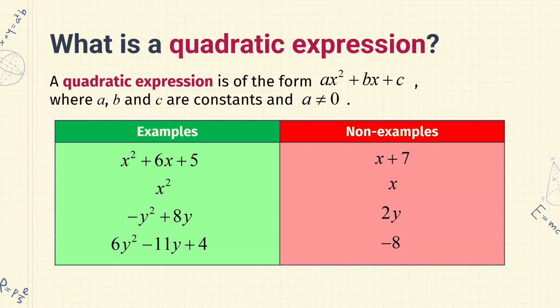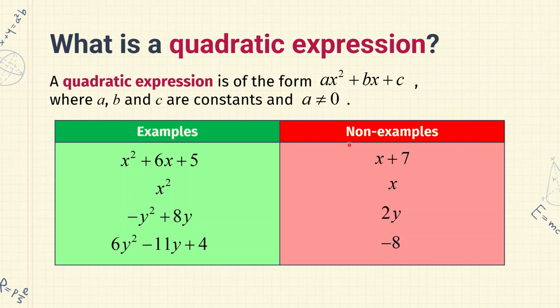An example will be x squared plus 6x plus 5, x squared minus y squared plus 8y, and 6y squared minus 11y plus 4. These are quadratic expressions because the power of x or the power of y, the power of the variable that we have, may not always be x and y, it could be a, b, c as well. The highest power that we see is a power of 2.